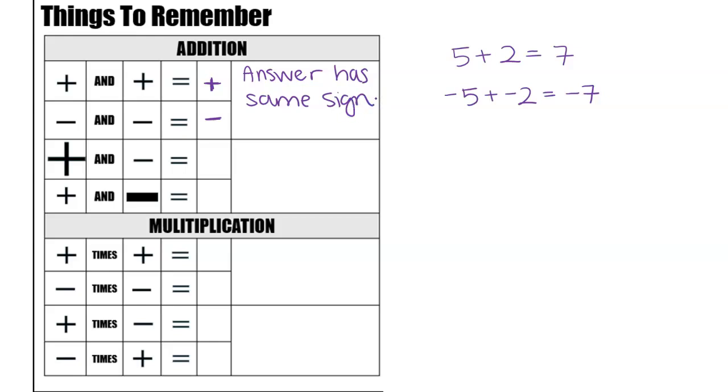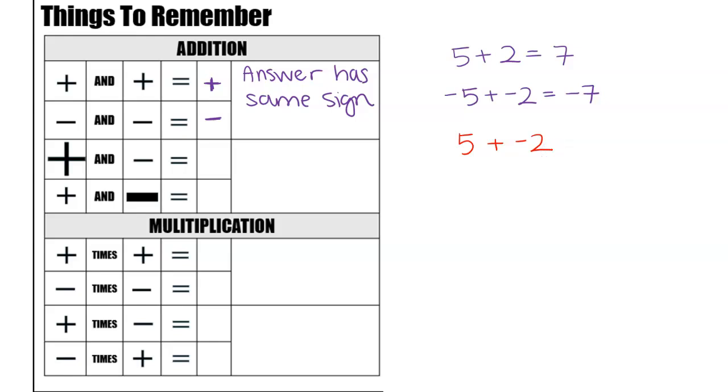Now, what's a little bit trickier is when I am adding something that is positive and negative. Then it matters which one is bigger. So in this next line, we have a bigger positive than we do negative. This is where things start to get tricky.